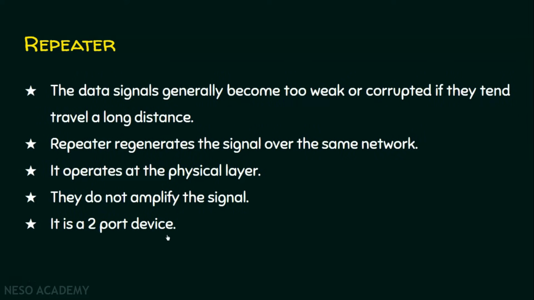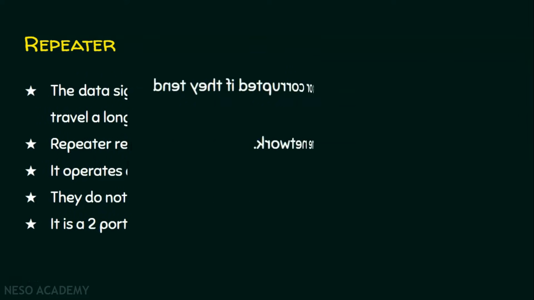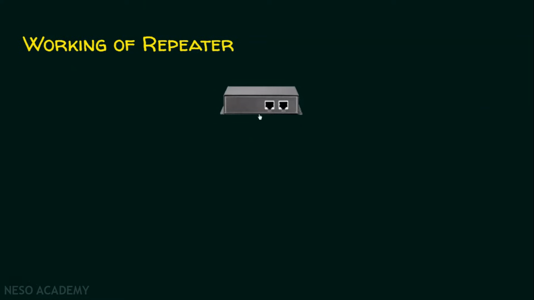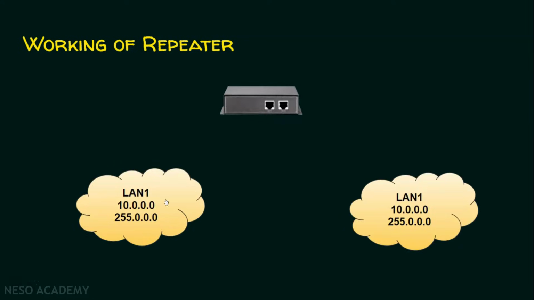For better understanding, we will see an example. Let's suppose this is a repeater. There are 2 ports. And that is why we call repeater a 2-port device. And we have a local area network. But if you see here, both are the same network only. But there are some computers here and there are some computers here.